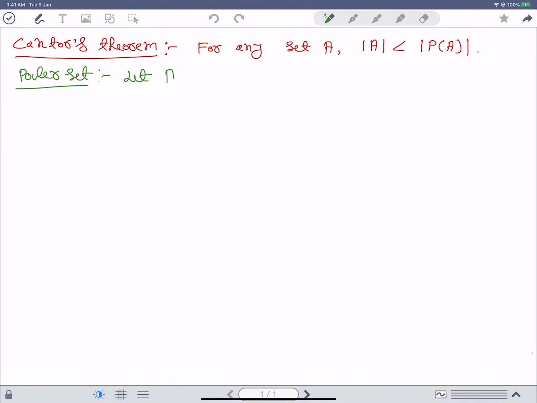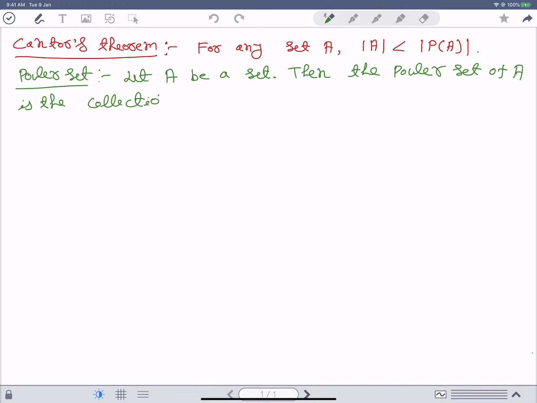So let A be a set, then the power set of A is the collection of all subsets of A, and it is denoted by just P(A). Fine. So here is some example.